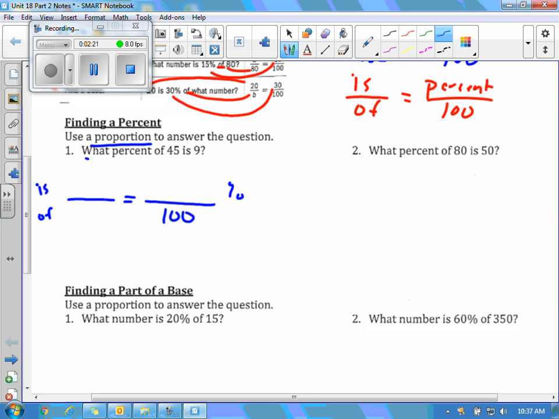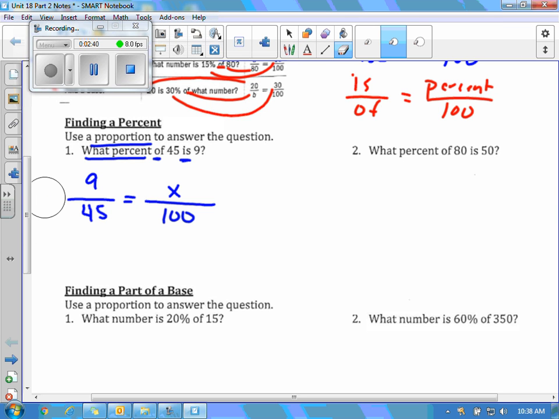It says what percent. That's what we're looking for, so you put an x there. We don't know what our answer is. It says of 45. "Of" goes on the bottom, so 45 is on the bottom. Then is 9, so 9 is going to be on top. Again, I just put those labels to help you. You obviously don't need those there.